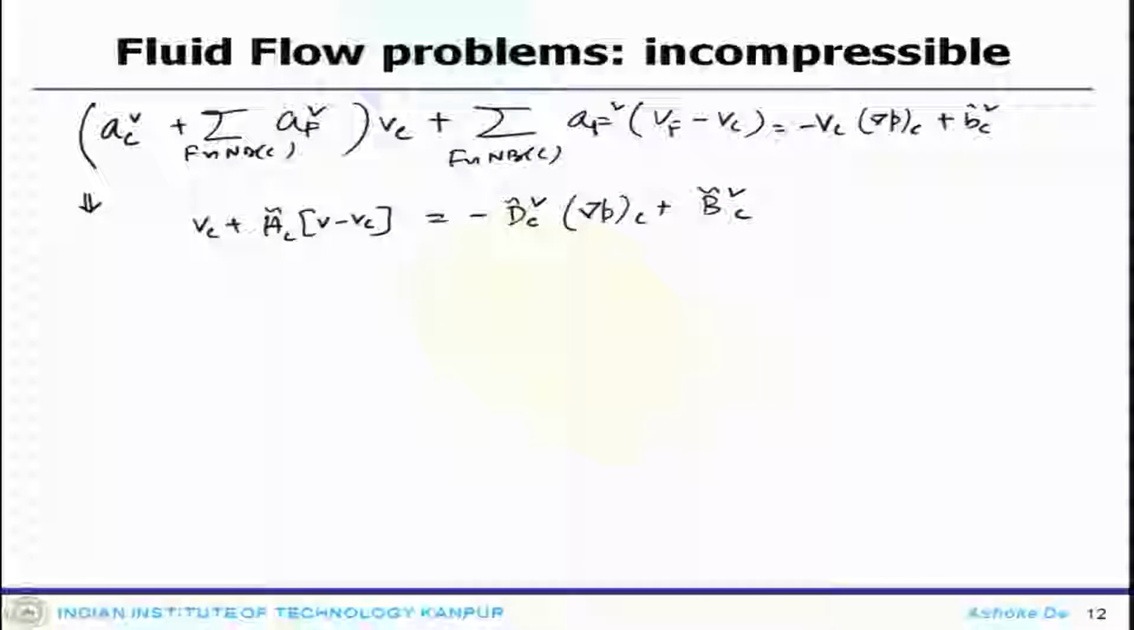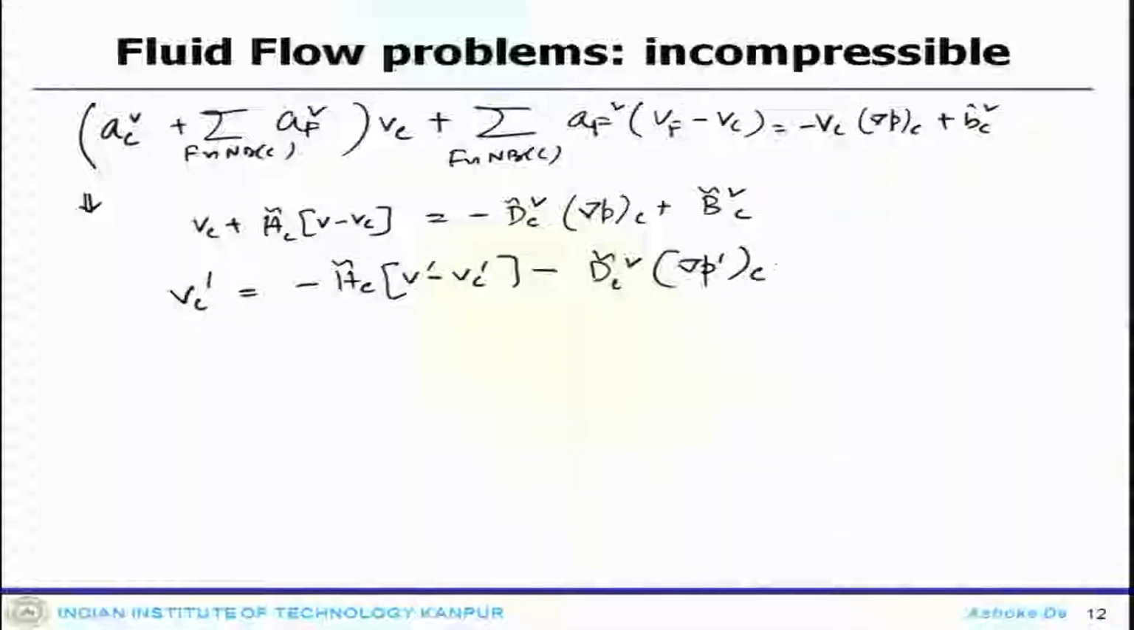So, this can be used for the velocity corrections as V_C prime equals minus H_C V prime minus V_C prime minus D_C V delta P prime C. So, this term is dropped, which is equivalent to the approximation of the previous equation; a modified velocity correction is used to derive the pressure correction. So, this is dropped and only this term is retained. So, this is a better estimate in SIMPLEC.